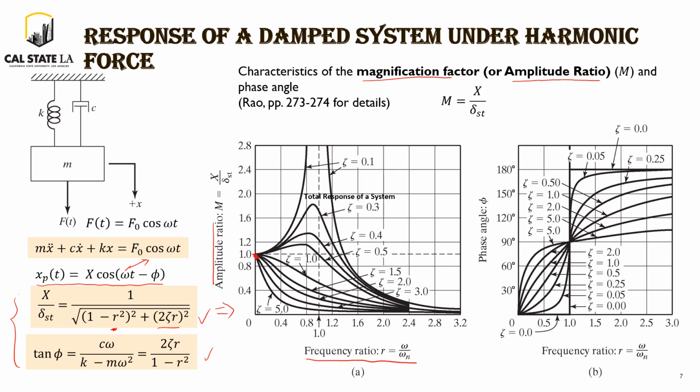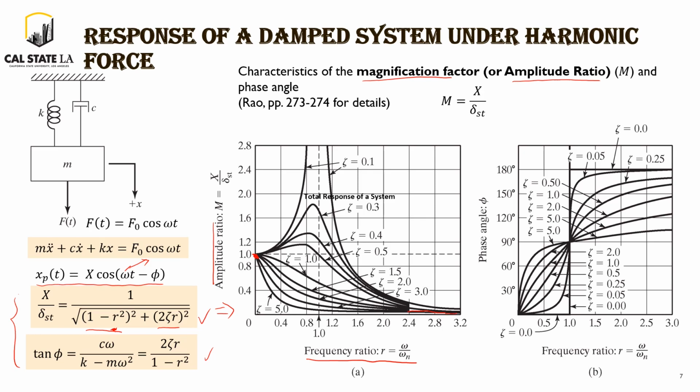And as we move on, if the frequency ratio is very large, say r is a very large number, the first term in the denominator, 1 minus a very large number squared, plus 2 zeta times r squared, the denominator becomes a very large number. So this is why the amplitude ratio becomes 0, right? So this is what we see from the plot. You start from 1 and eventually the amplitude ratio becomes almost 0, right?